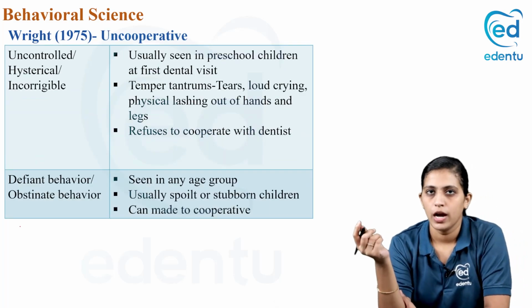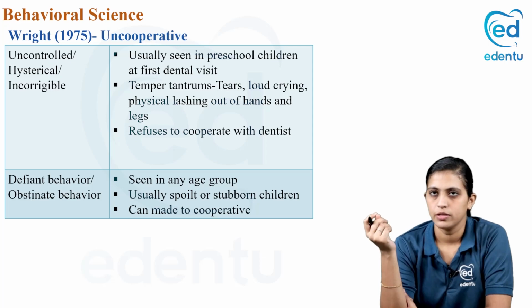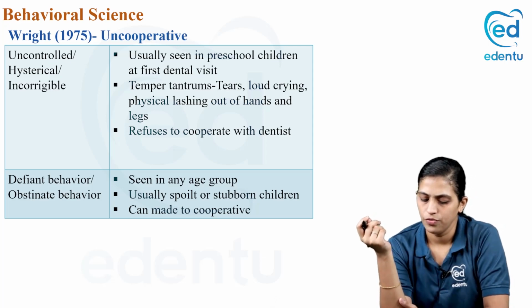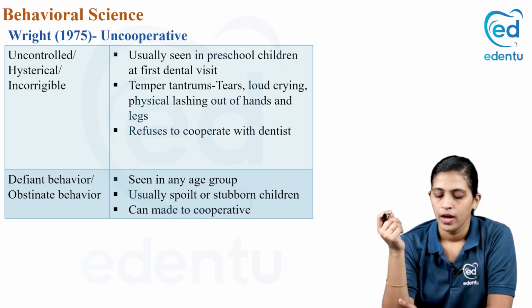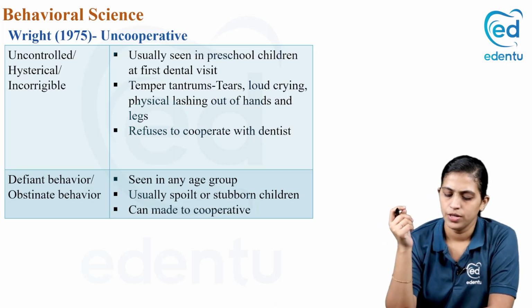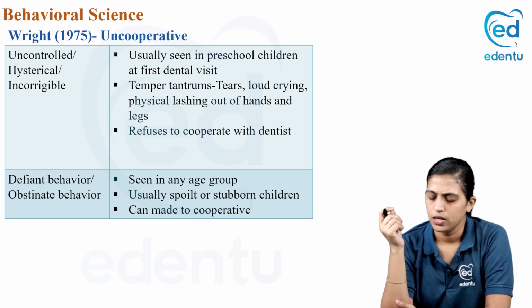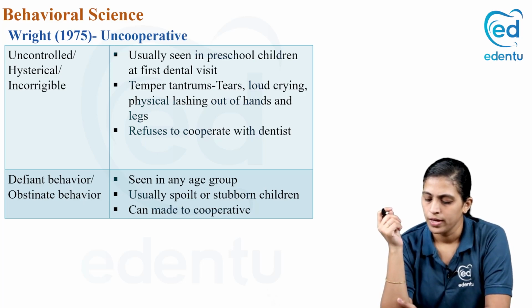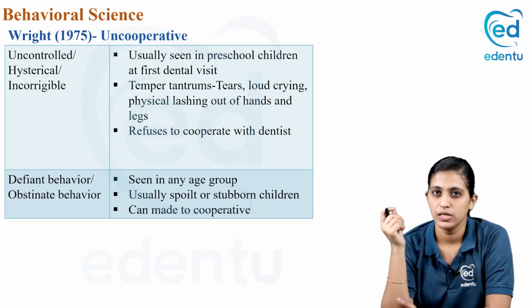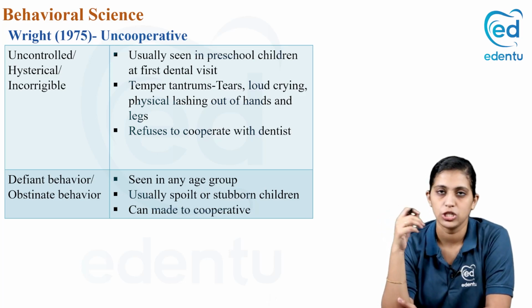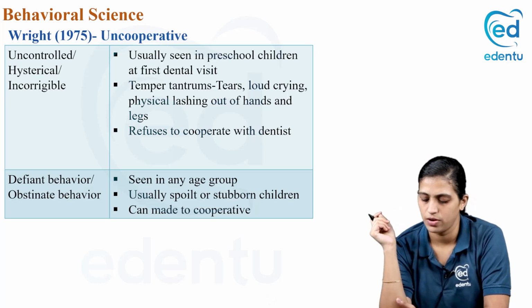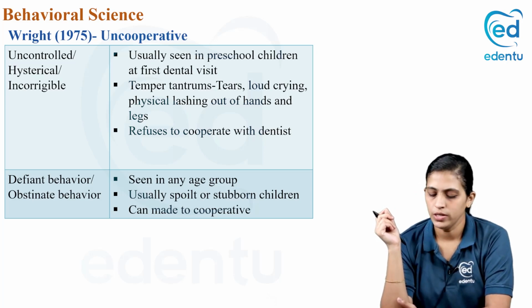Moving on to the uncooperative children under the uncooperative category of Wright's classification. Under this comes uncontrolled, hysterical, incorrigible. The first one is usually seen in preschool children at their first dental visit. They show temper tantrums, tears, loud crying, physical lashing out of hands, kicking, screaming, etc. They refuse to cooperate with the dentist.